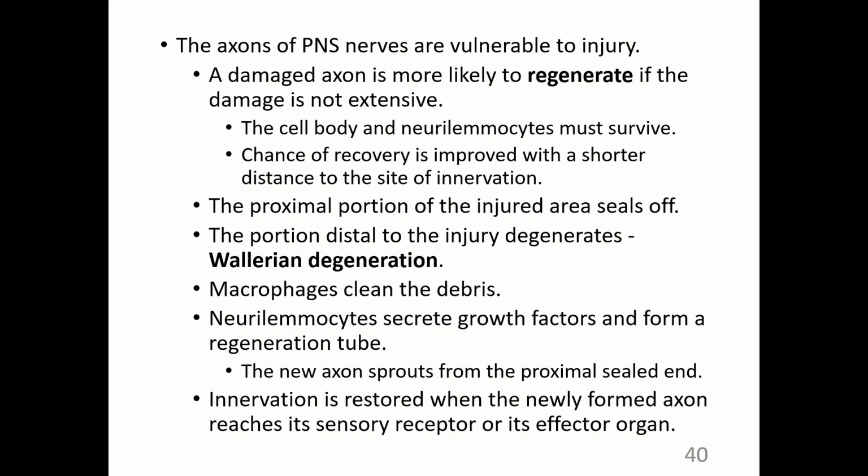The axons of the peripheral nervous system are vulnerable to injury. A damaged axon is more likely to regenerate if the damage is not extensive. The cell body and neurolemmacytes must survive. Chance of recovery is improved with a shorter distance to the site of innervation.